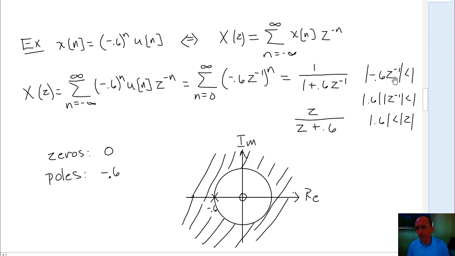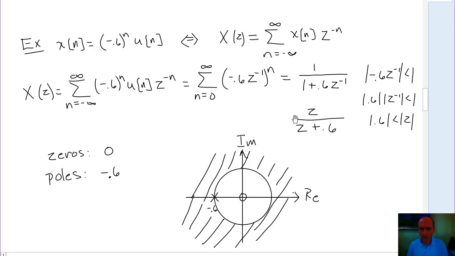Now, we don't leave it like this. We solve for z. And if we solve for z, we come down here and we see that the magnitude of z has to be greater than the magnitude of 0.6. Now, we can write the final polynomial as this, or if we multiply numerator and denominator by z, we'll just get z over z plus 0.6. I find it easier to calculate the zeros and the poles if we have positive values of z instead of negative values of z, but it's not necessary to do this.